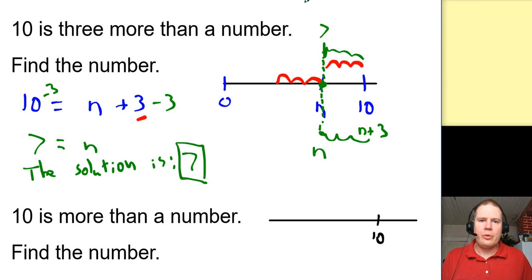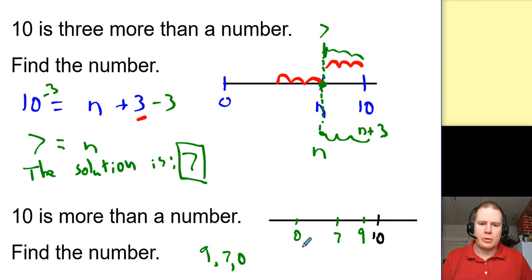I have no way to know exactly where n is going to be. 10 is more than a number. Is 10 more than 9? Yes, that's true. So the number could be 9. Is 10 more than 7? Yes, 10 is more than 7, so n could be 7. Is 10 more than 0? Yes, it is. So 10 is more than 0.